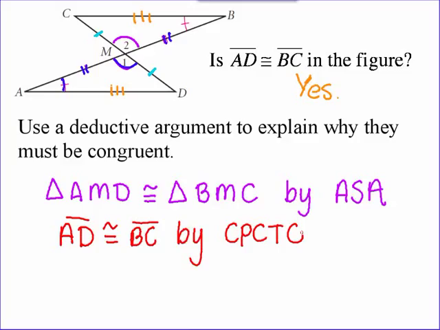Corresponding parts. Okay, the corresponding parts are AD and CB of congruent triangles. Those two triangles are congruent. So we don't have to write like a paragraph? No, this is what your deductive argument would be. Triangle AMD is congruent to triangle BMC by ASA. AD is congruent to BC by CPCTC. That's it. Let's look at another one.